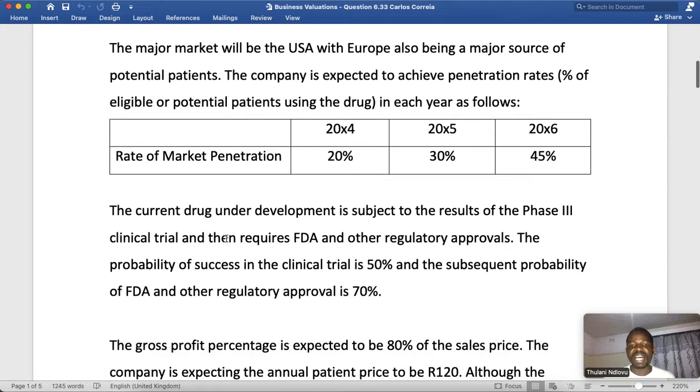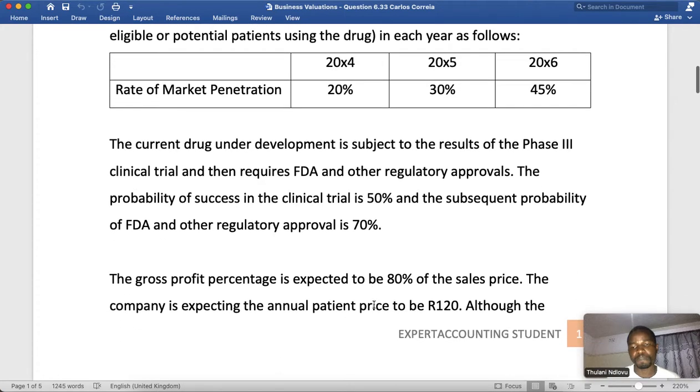The current drug under development is subject to the results of the phase 3 clinical trials and then requires FDA and other regulatory approvals. The probability of success in the clinical trials is 50%, and the subsequent probability of FDA and regulatory approval is 70%, which gives us a combined probability of 50% multiplied by 70%, which is 35%.